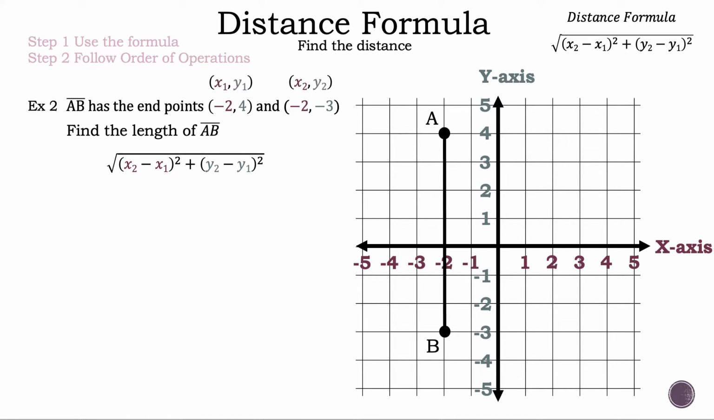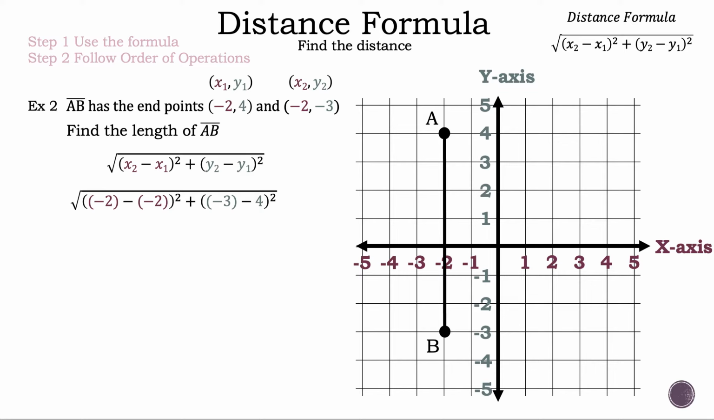We're going to label our first point, negative 2, 4, as x1, y1. And we're going to label our second point, negative 2, negative 3, as x2, y2. Once again, can you flip-flop the labeling? Yes, you can. You're still going to get the same answer. But now we're going to substitute negative 2 for x2, because x2 is written first in the formula. And now we're going to substitute negative 2 for x1. And now we're going to substitute negative 3 for y2. And lastly, 4 for y1.